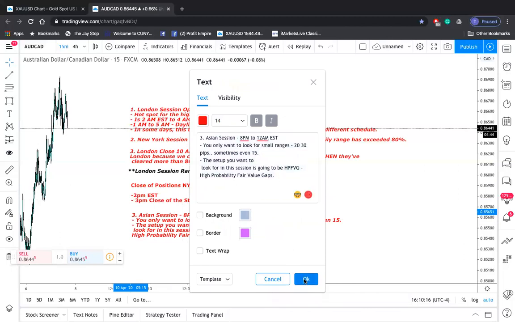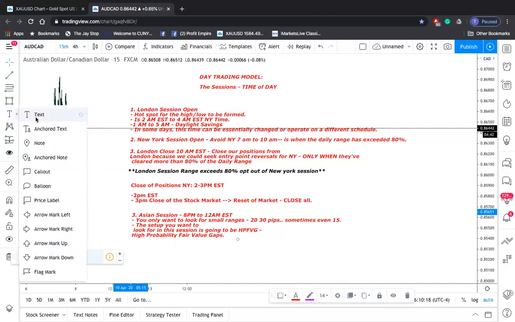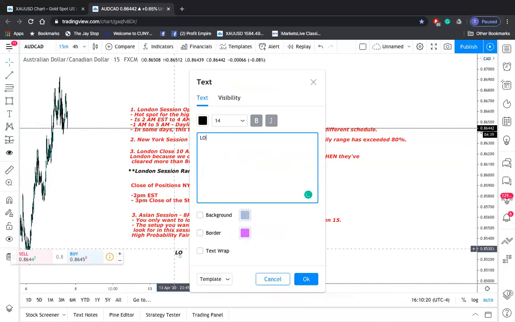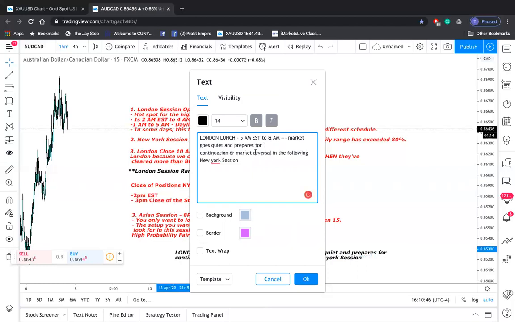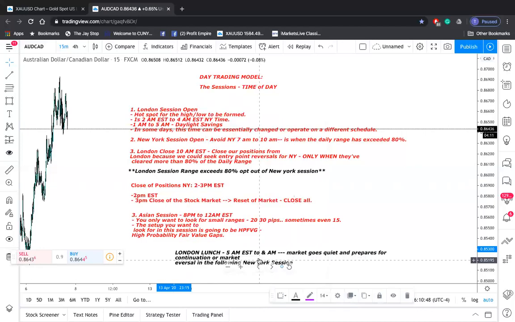And on top of that, going back to the London session, there's something called the London lunch. That's 5 a.m. Eastern to 7 a.m., where the market goes quiet and prepares for continuation or market reversals in the following New York session. So I just want to keep you all aware of that.